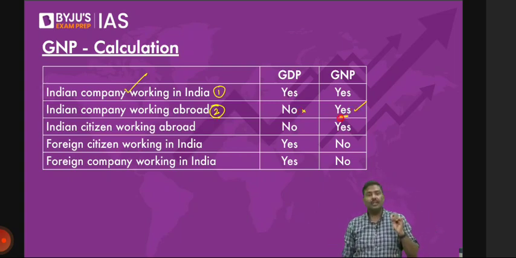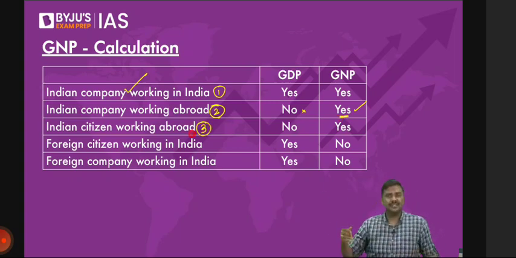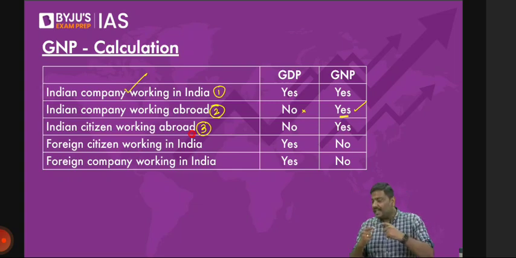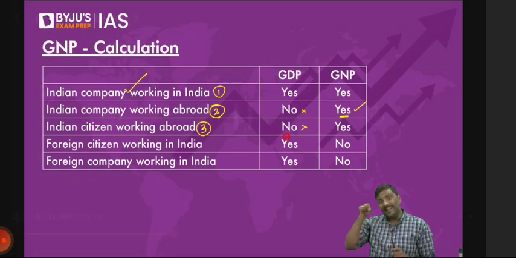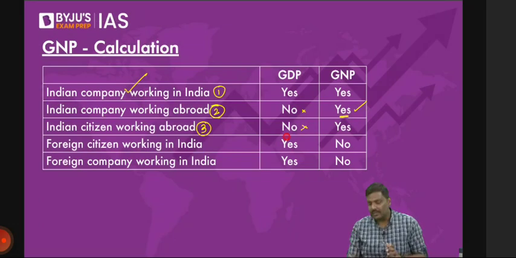Third one, an Indian citizen, let's say a software engineer, will go for 3 months, 5 months to USA and will earn a salary. The citizen is earning the salary outside India. Should it be counted as part of India's GDP? No. But this is an Indian citizen, part of India's nationality. So we will count it as a part of India's GNP.